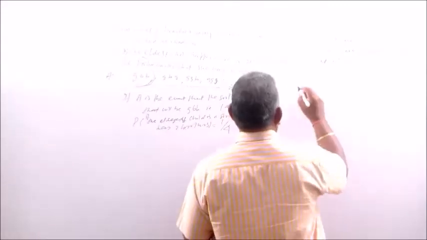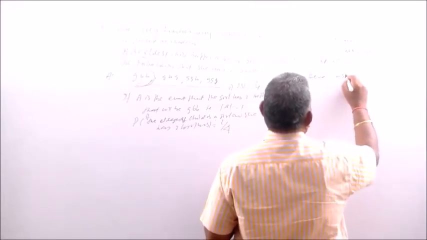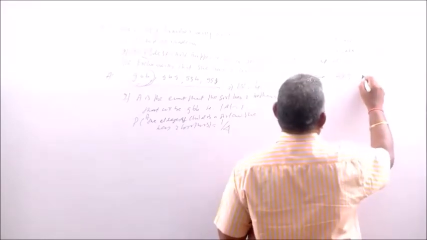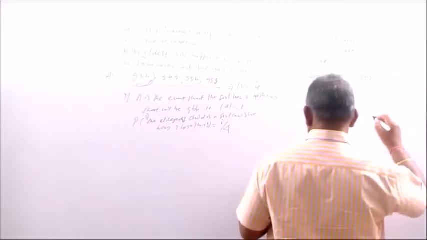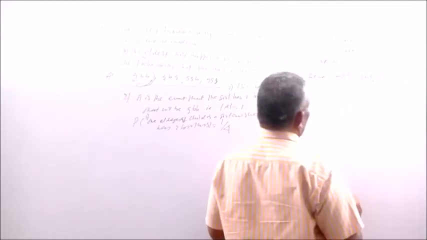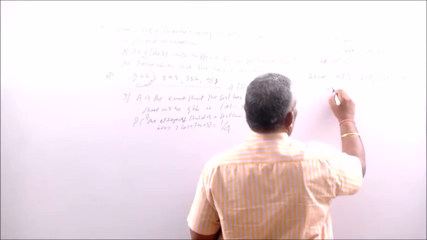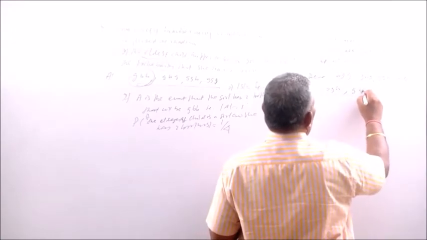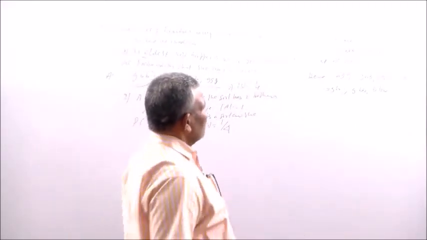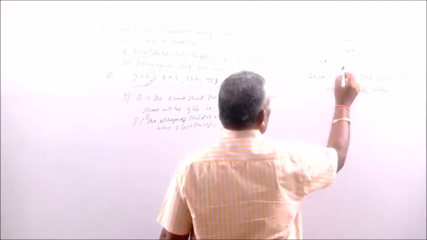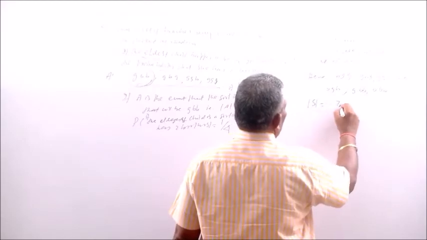So here the possibilities are BGG, GBG, GGB, BBG, BGB, GBB, and triple boys. These are the possibilities. So the total number of possibilities in this case is 7. So here the cardinality of the sample space is 7.